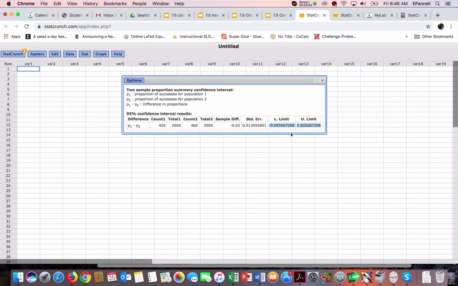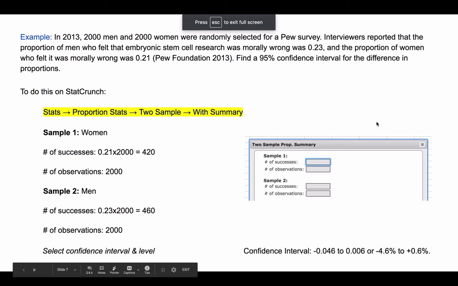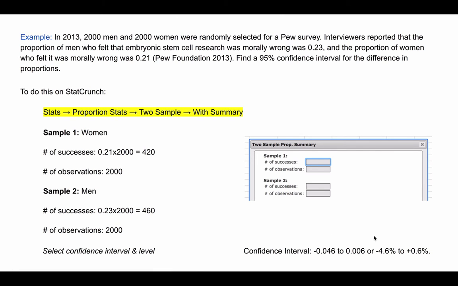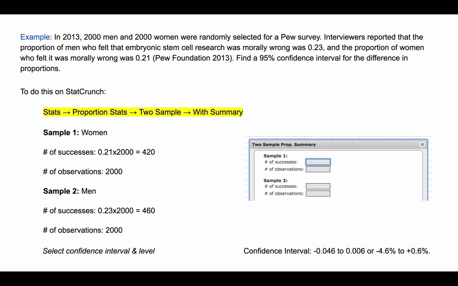Now, if you round these two numbers, I'll show you what you get. You end up getting a confidence interval of negative 0.046 to 0.006, or about negative 4.6% to positive 0.6%. In terms of how to interpret this, we will do that in another video.